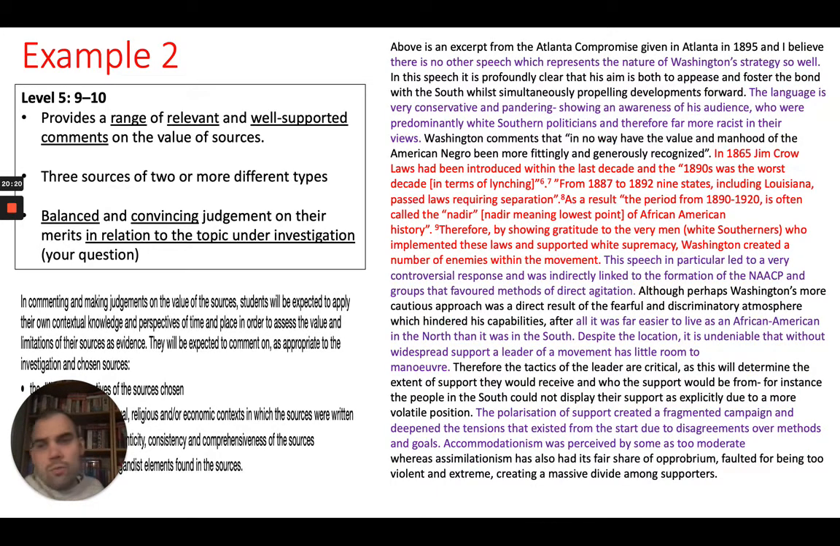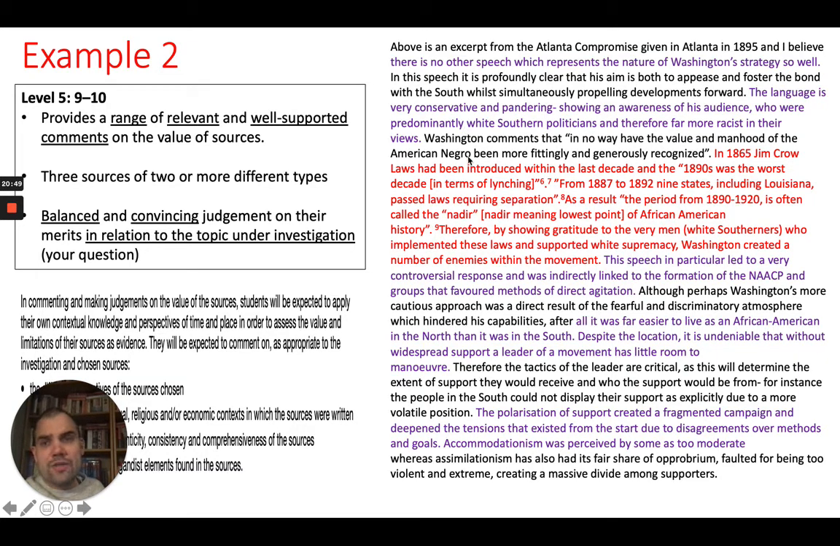Okay, now the second one is from Stevie, 2 years ago. And what she's doing here is analysing the Atlanta Compromise speech by Booker T. Washington. I've not put that in here, but that one you should be familiar with by now from your reading. You can Google it if you don't know it. She quotes a very short excerpt from the speech, about half a paragraph, and then she analyses that in quite some detail afterwards.